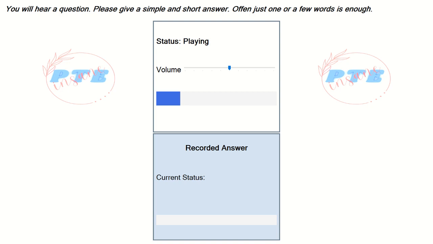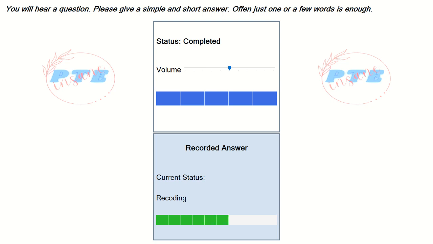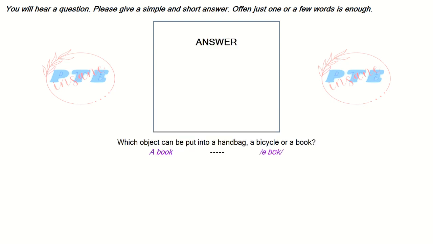Which object can be put into a handbag, a bicycle, or a book? A book.